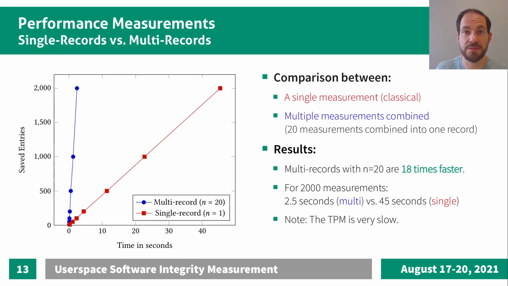In order to underline the feasibility of our contribution, we back it with performance measurements. As you can see here in red, that is anchoring a single entry one by one into the TPM compared to multiple measurements combined. In this case, we combine 20 measurements into one and then anchor it in the TPM. And as you can see here, for 2000 measurements, it's much faster. Actually, it's 18 times faster. For 2000 measurements, in a multi-record scenario, it takes 2.5 seconds, while in a single record scenario, it takes 45 seconds.